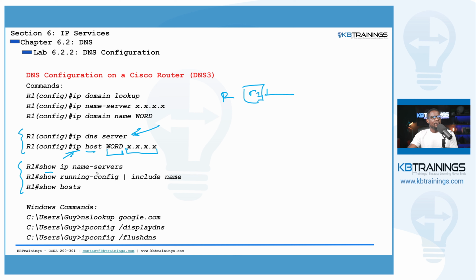You can do show ip name-servers to see the different DNS servers that you have configured, or the DNS IPs that you have in your configuration. You can do show running-config | include name. It will show you the commands with name inside, and usually there are DNS commands that you have. You can do show hosts to see the different hosts that you have. This is in a server, and you can see the different hosts that you have configured on your DNS server.